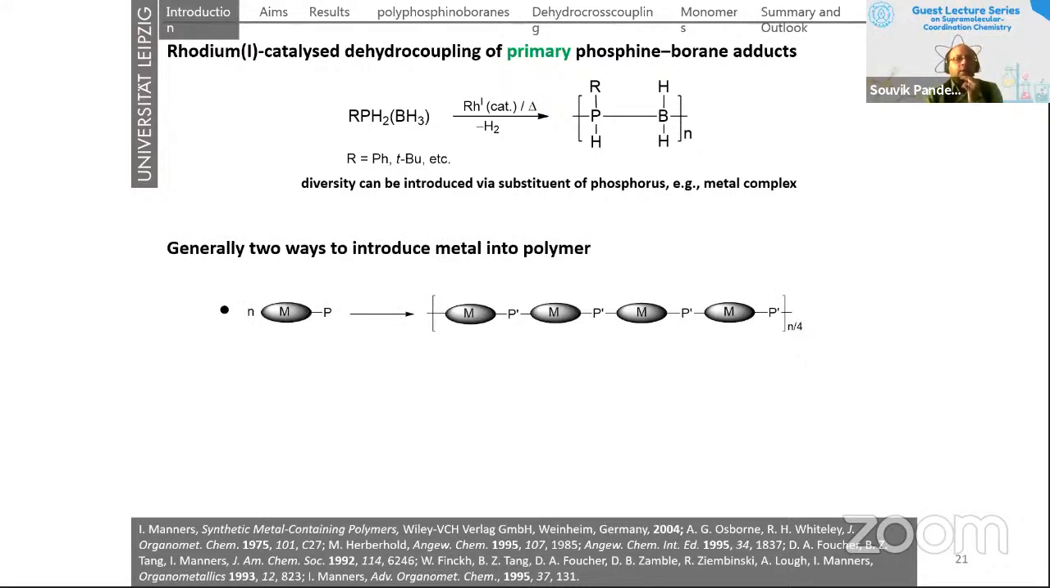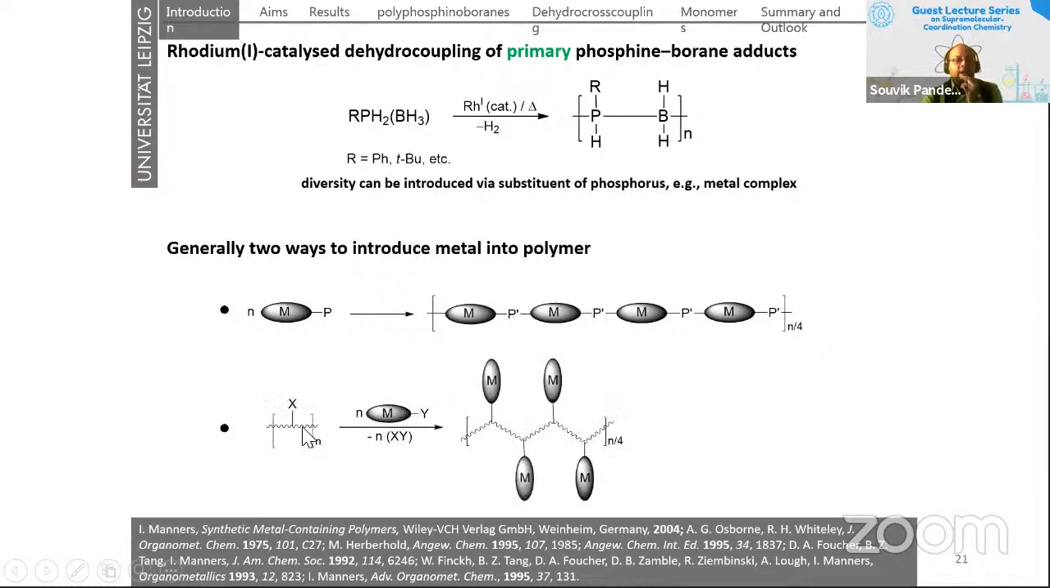So how to introduce metal into the polymer? Either you take a metal connected with a polymerizable group and you polymerize it, and you get this kind of polymer. Or you have a polymer having a group like X, where you can introduce a metal with leaving group Y, and with loss of XY, you can introduce the metal as a side chain. Okay. So these kinds of techniques are possible.